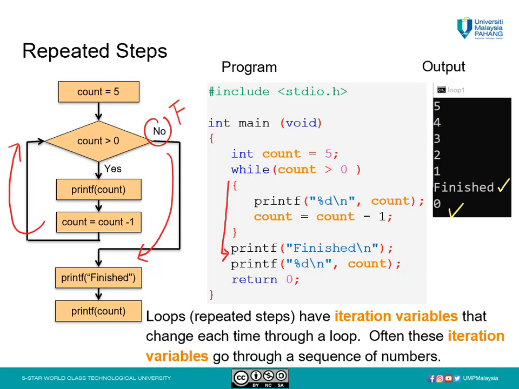So we came out of the loop, the count was 0. An important part of any loop is what we call the iteration variable. It changes each time through the loop, because if you don't change anything in the loop, then the loop is going to run forever. So we need something that changes. In this case, the variable count is the iteration variable.